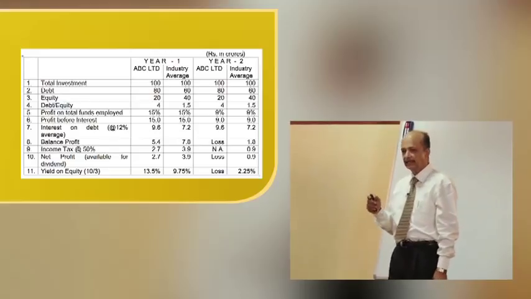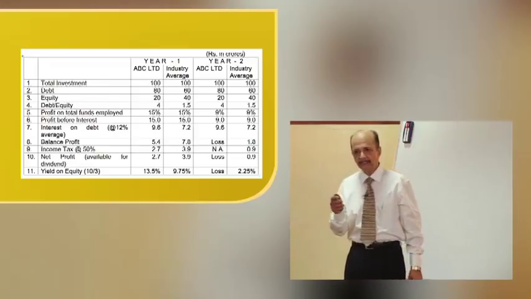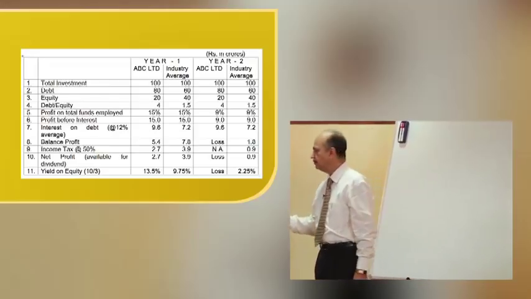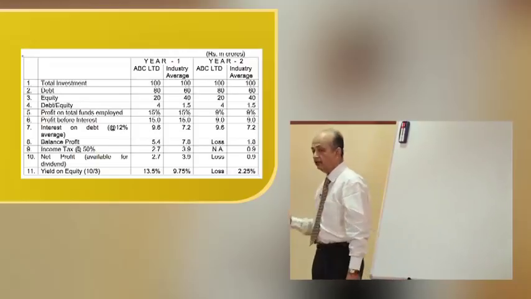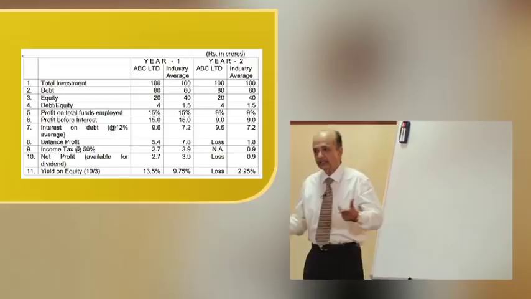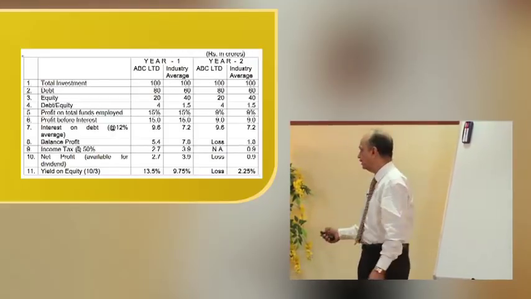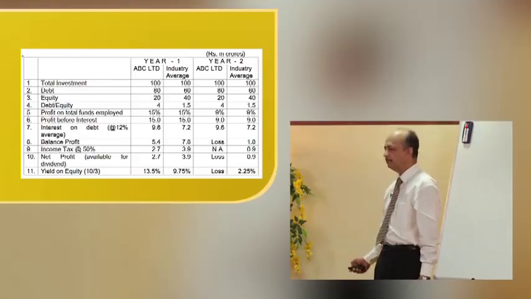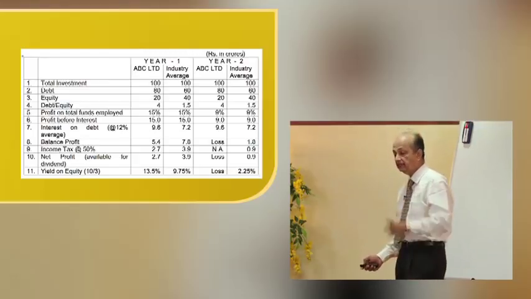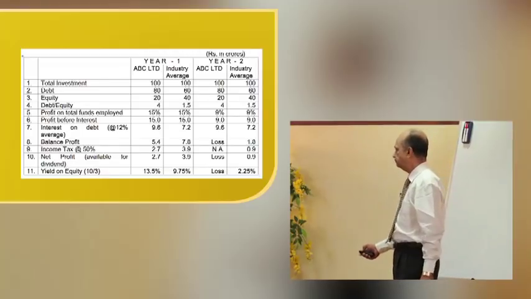As against the net profit of 5.4 crores earned by the company ABC Limited, the industry average is 7.8. And the second year, on the contrary, ABC Limited has made a loss, whereas the industry has made a nominal profit of 1.8. Industry average shows a nominal profit of 1.8.